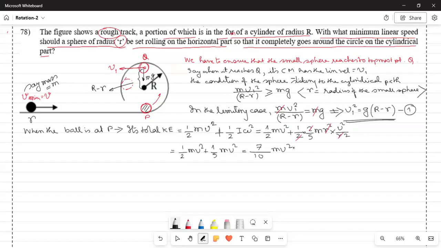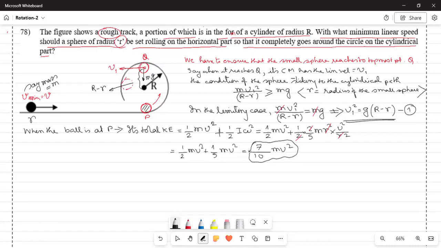Now, whenever a body or a sphere of radius r rolls on a rough surface with a linear velocity v, its kinetic energy we find is 7 by 10 mv square. In fact, it's a relation which is useful if you can remember. Whenever a solid sphere rolls on a rough surface, pure rolling, it has kinetic energy due to rolling and also because its center of mass moves forward, and the total kinetic energy is 7 by 10 mv square.